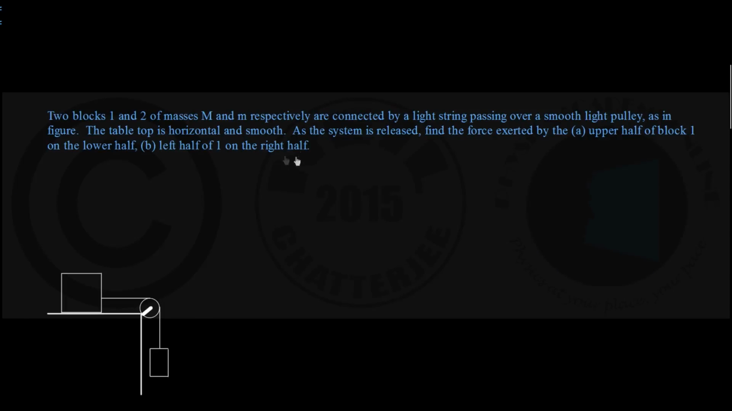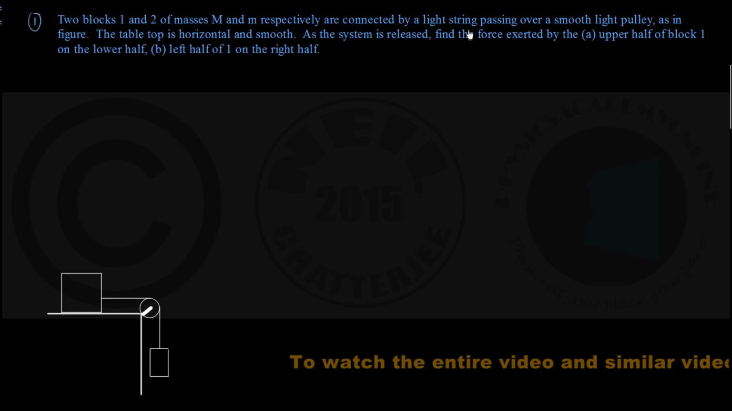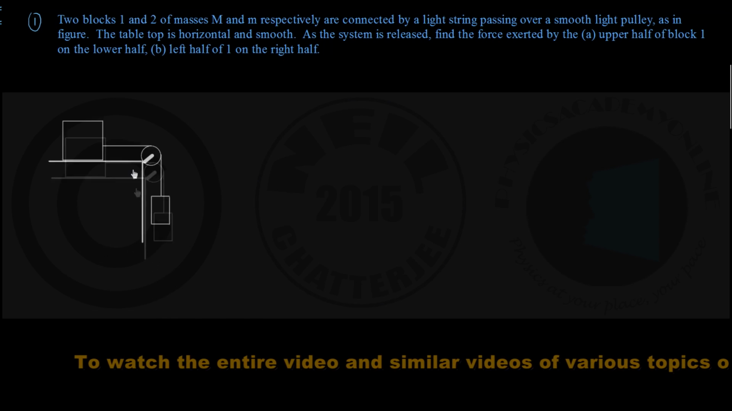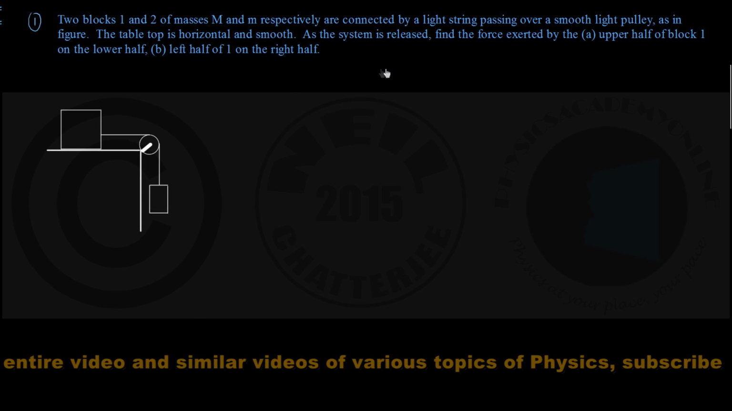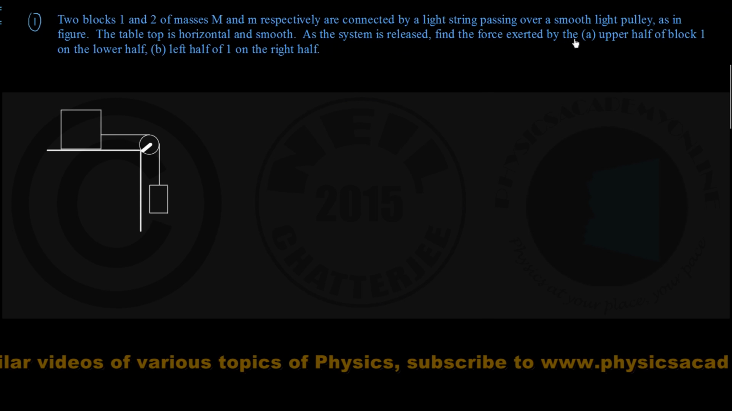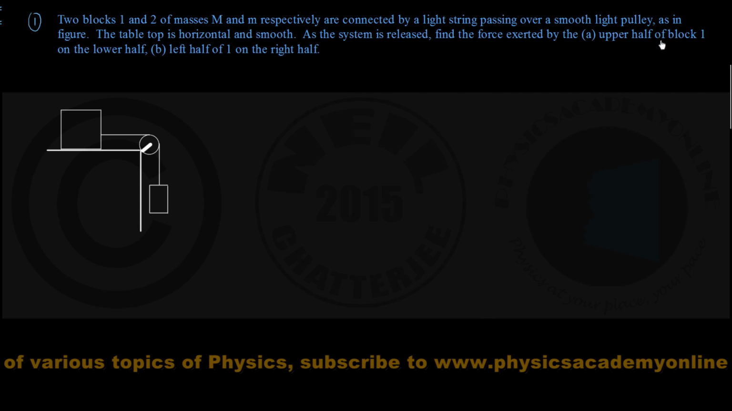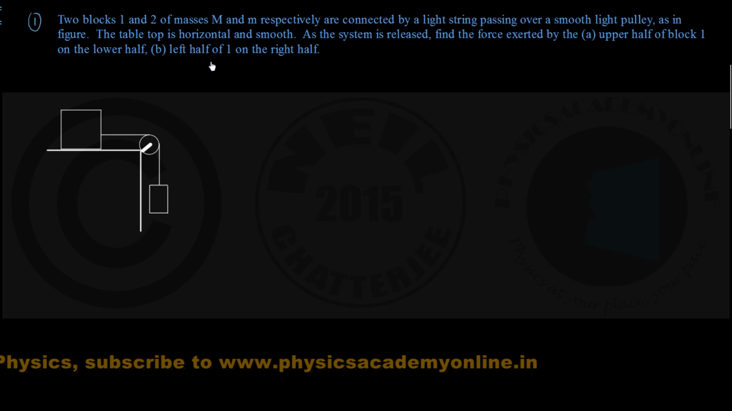So here is the first problem coming in the lecture, which is telling that two blocks 1 and 2 of masses capital M and small m respectively are connected by a light string passing over a smooth light pulley as shown in the figure. I shall give you the figure shortly. The tabletop is horizontal and smooth. As the system is released, find the force exerted by, in part A, the upper half of block 1 on the lower half, and in part B, left half of block 1 on the right half.